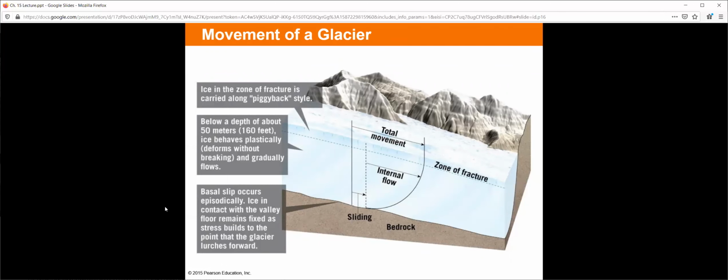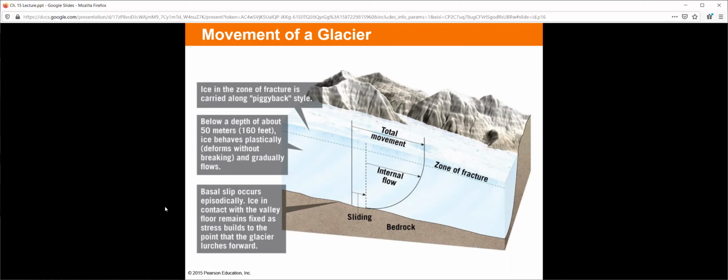And here is an image, a cartoon to show this idea. Ice in the zone of fracture is carried along piggyback style, essentially. The zone of fracture can be that 50 meter, somewhat around 50 meter distance spread. Below 50 meters, ice behaves more plasticky. It will move without breaking and gradually flows, essentially like a fluid, right?